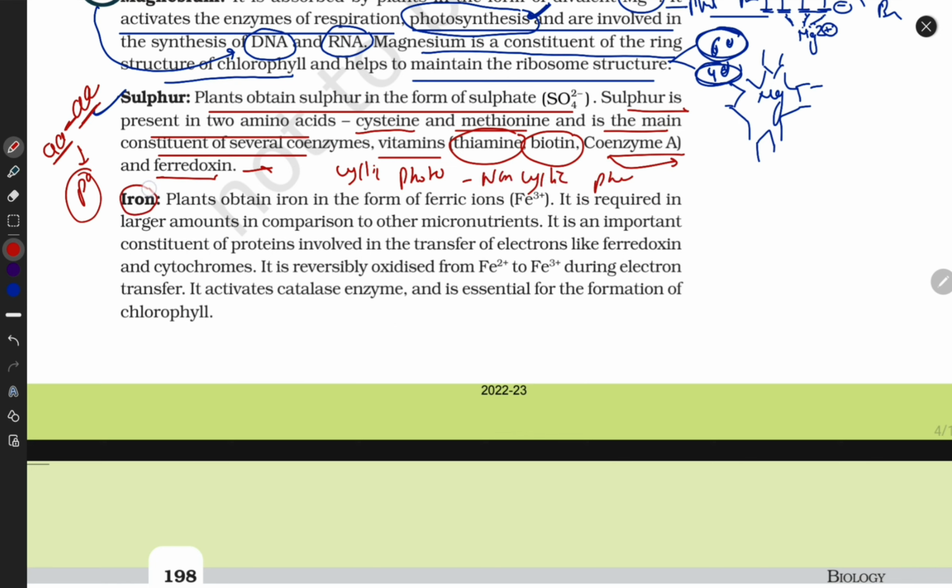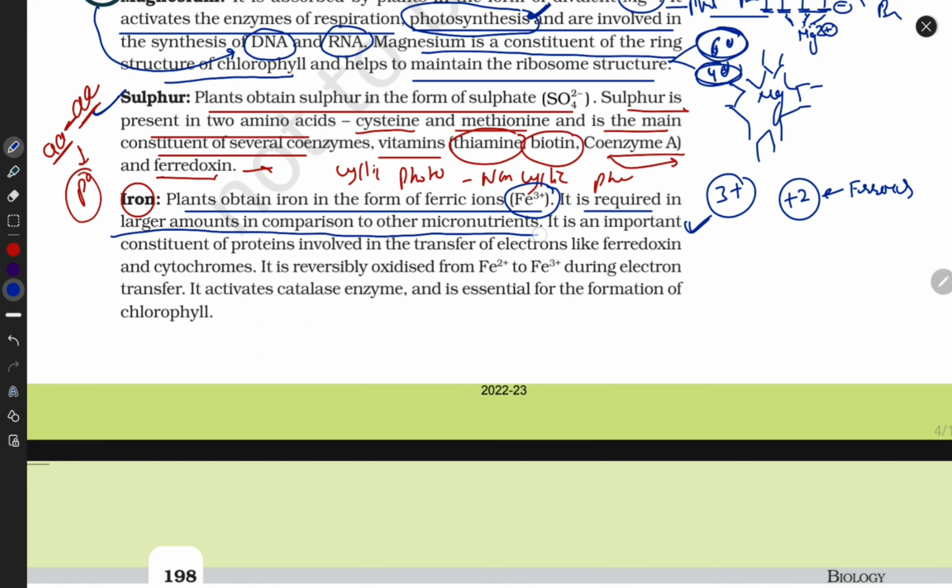Yes, iron is also important for the plant. The plant obtains iron in the form of ferric ions. Plus 3 is ferric, and if I write plus 2, we call it ferrous. It is required in larger amounts in comparison to other micronutrients. Yes, this is part of the micronutrients, but they require more, so it is in the top position of the micronutrients.